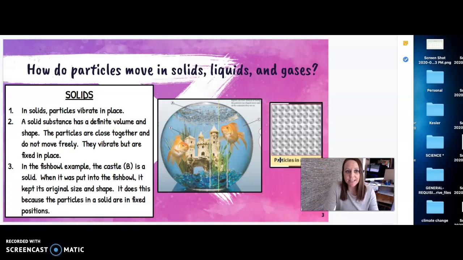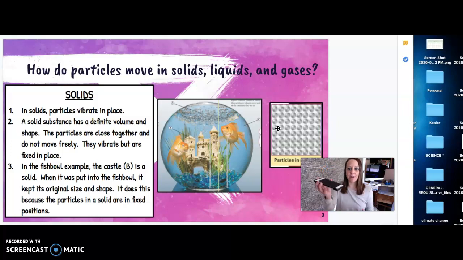First thing, in a solid, we know the particles are vibrating in place. If you look at this picture right here, the particles in a solid are really packed closely together, but they are still moving. The particles never stop moving unless they're at something called absolute zero, which we'll get to later on in science life, but they're always moving. The particles in a solid are just vibrating in place. A solid substance has a definite volume and a definite shape.